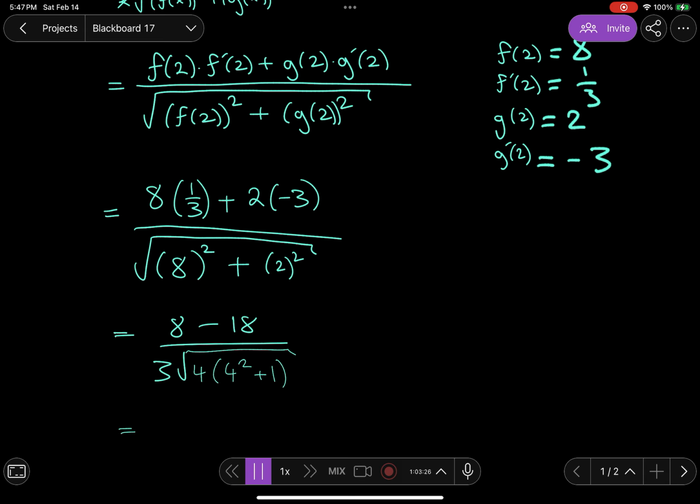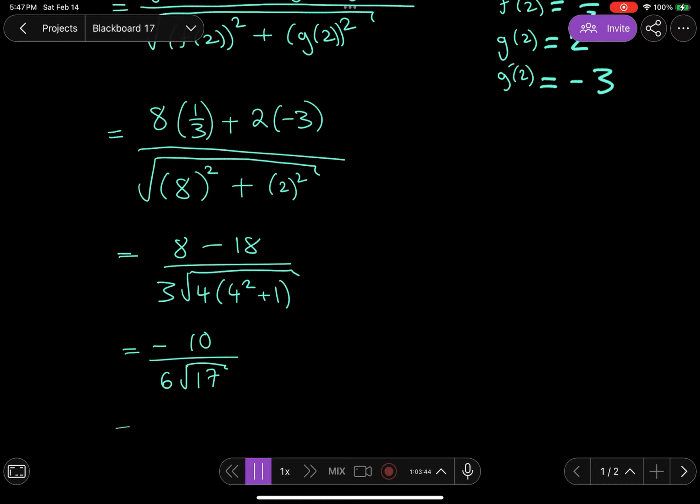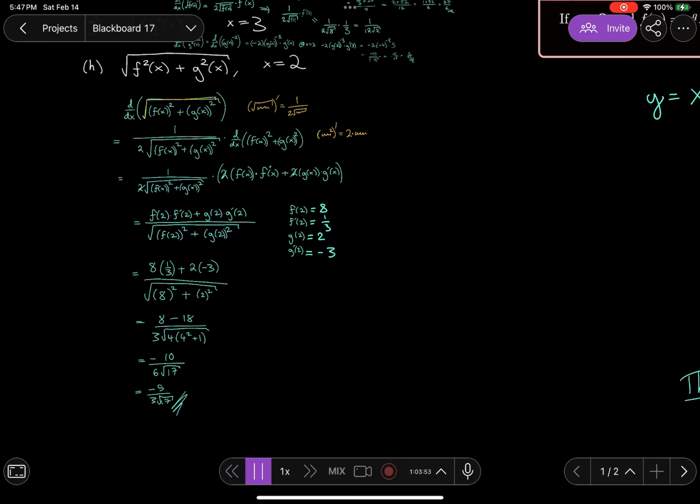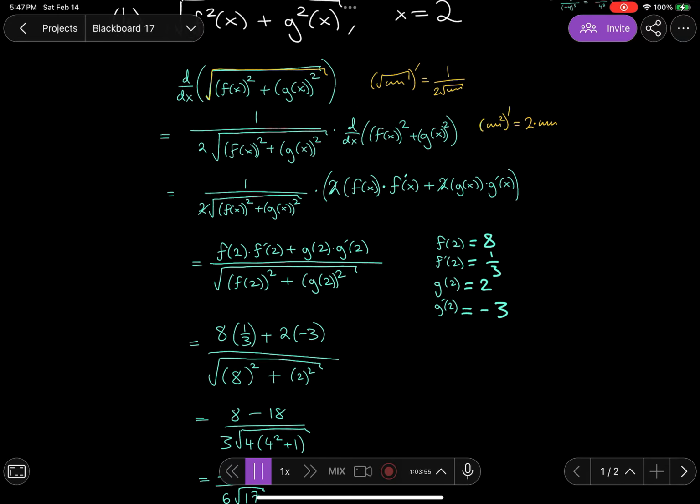So this is the same thing as -10 over 3, or excuse me, over 6 times the square root of 17. And of course you can simplify that further: -5 over 3 root 17. Kind of gross, but at least we are able to figure it out.